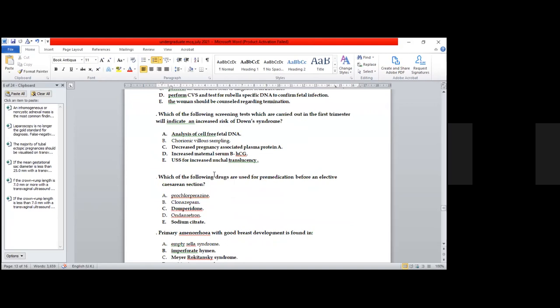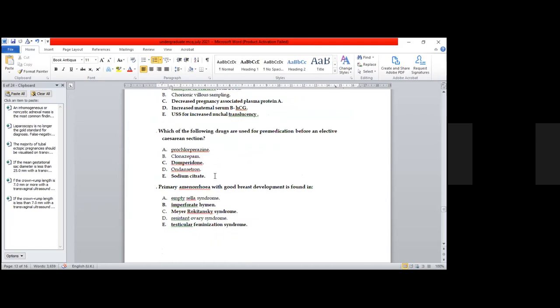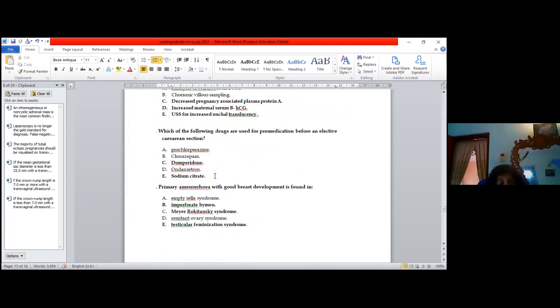Thank you, madam. Primary amenorrhea with good breast development is found in empty sella syndrome. No, empty sella can mean panhypopituitarism. Therefore, there will be no good breast development because there are no gonadotropins. Therefore, there is nothing to stimulate the ovaries to produce estrogen.